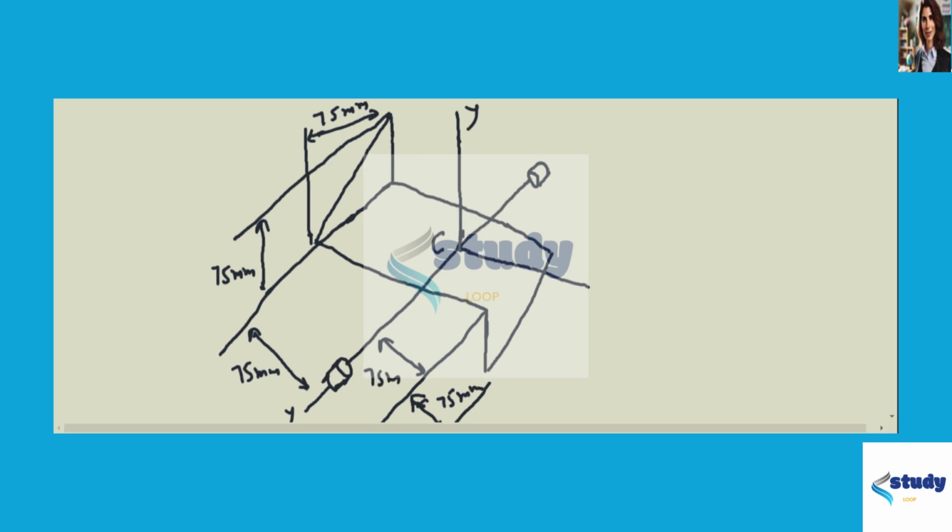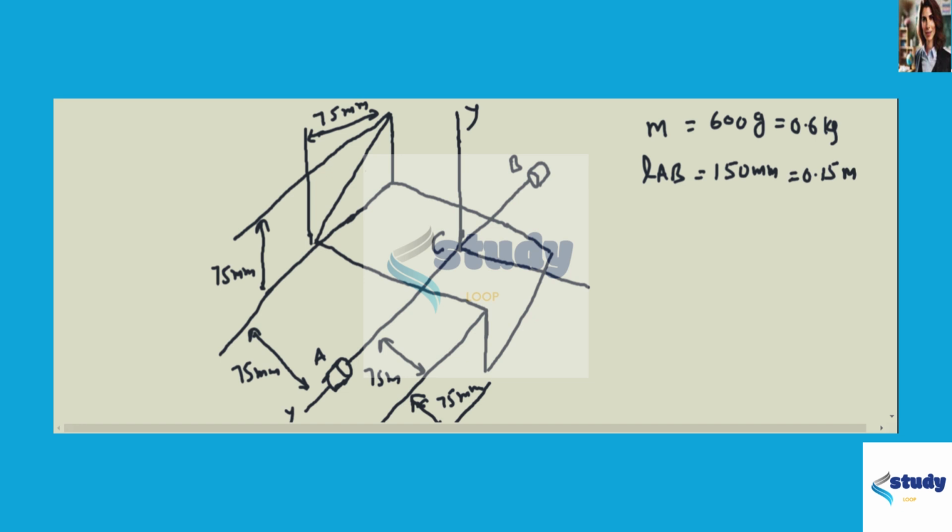Hello friends, here it is given. The sheet of metal components is of uniform thickness and has a mass of 600 gram, that is 0.6 kg, attached to the light axle supported by the bearings at A and B, located 150 mm apart. So the length of axle AB is given as 150 millimeter, that is 0.15 meter.